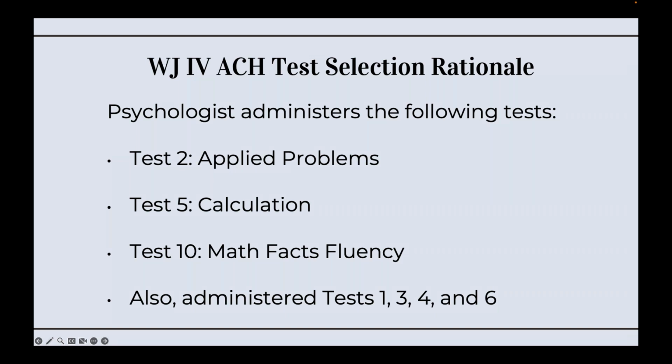So given that Sarah is having some trouble within the domain of mathematics, the psychologist surmised that this broad mathematics cluster is a good measure of how she's doing overall. You'll also notice that the private psychologist also opted to administer tests 1, 3, 4, and 6 of the WJ4 Achievement. Now, if you've given the WJ4 Achievement before, you'll know that those tests fall outside of the mathematics domain, but they're needed to conduct intra-achievement variations using the WJ4 Achievement.